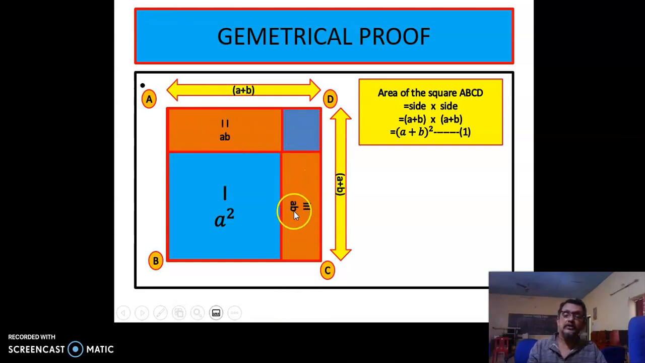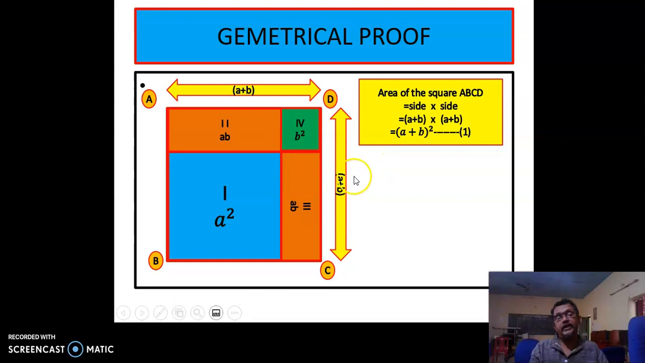Third part, this is also a, this is b. So length into breadth, a into b. So the area of this rectangle and this rectangle is a into b. Now here a square remains, which is b. This is b, this is b. So the area of this is b squared. So a plus b whole squared here is divided into 4 parts, such that this length is a, this length is b, this length is a and this length is b.